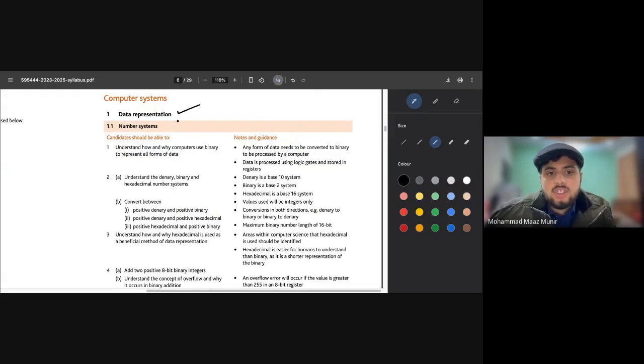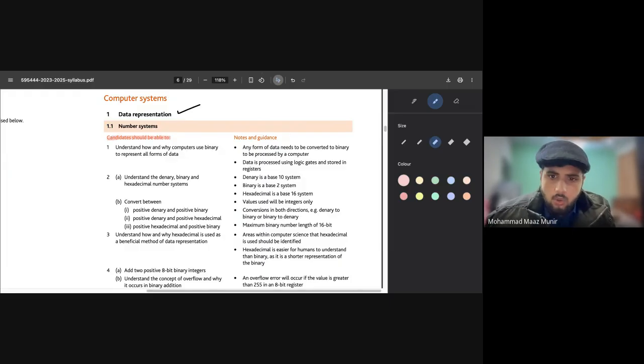So data representation means you are going to be studying all these things, and candidates should be able to do all this. We're going to do this in class too, so that we are aware we don't miss anything. But still, I would recommend you also go through them.